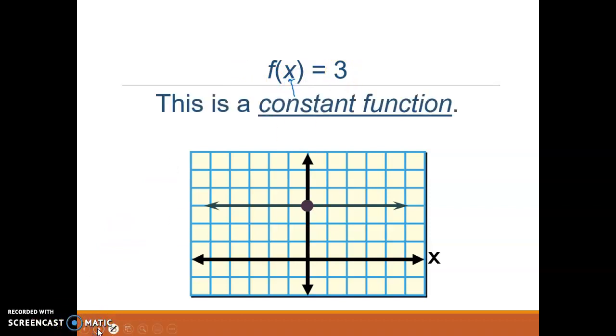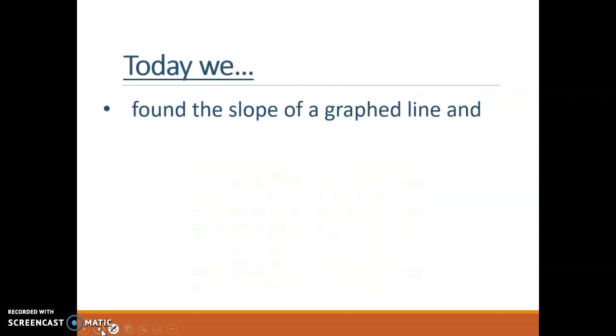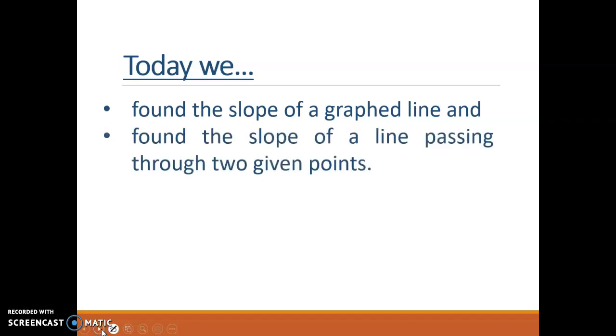This is called a constant function because it is constantly 3. It is equal to a number and a number only, a constant number. It's never equal to a variable. There are no x's that can be put in there that would change this function. It does not vary. It is constant. It is constantly 3.